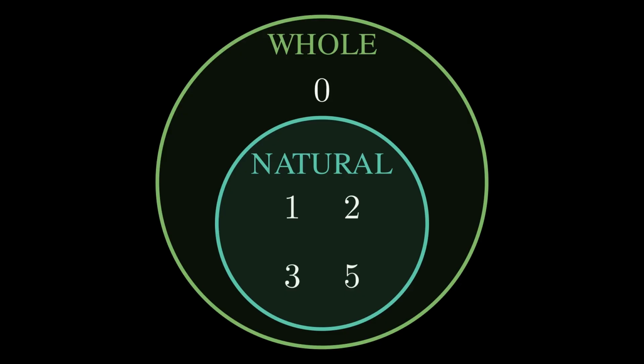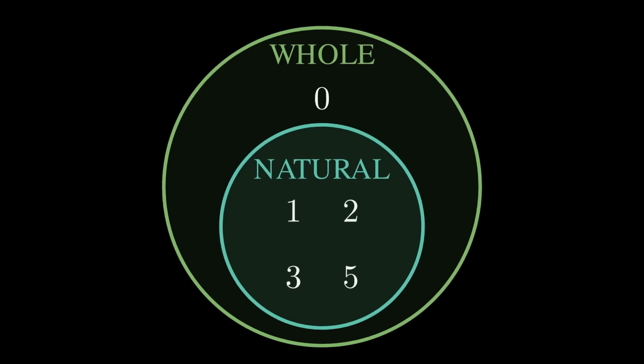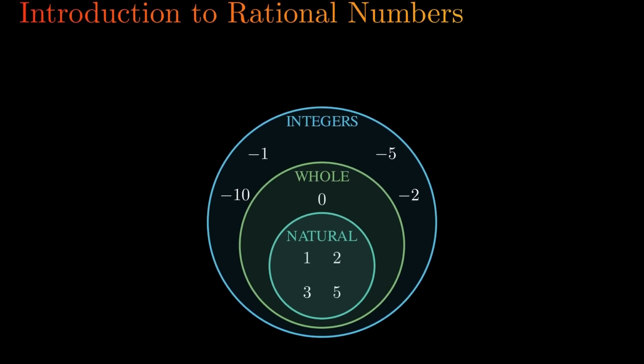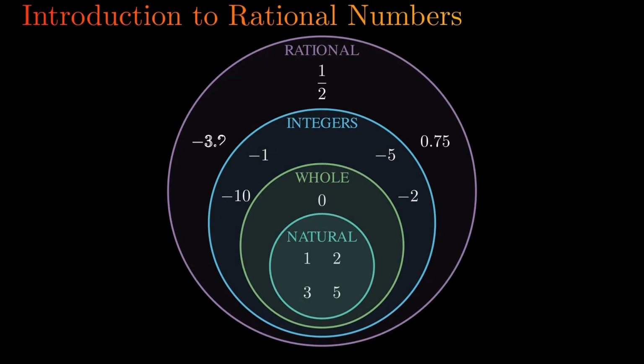Now let's wrap a bigger box around that. If we add negative numbers, we get the integers. So, -5, -1, -10, and so on are integers. Finally, the biggest box of them all is the rational numbers. This includes all the fractions and decimals between the integers.